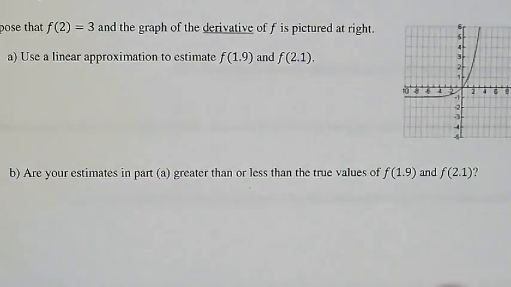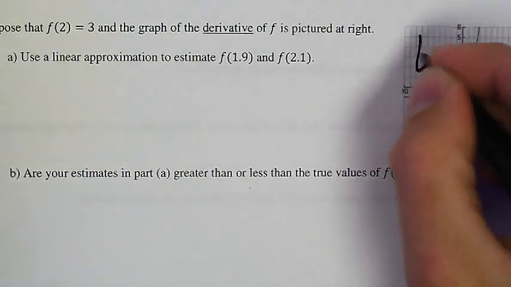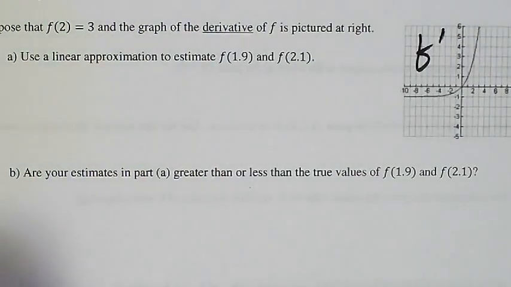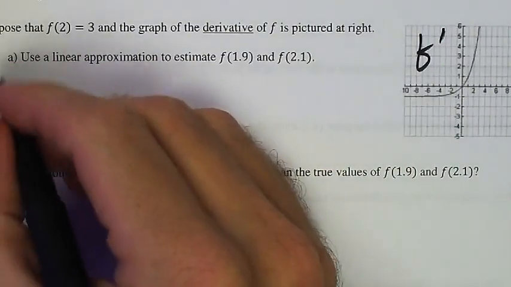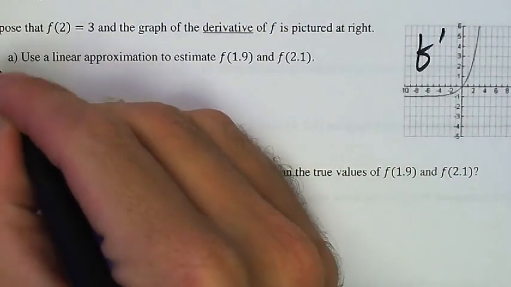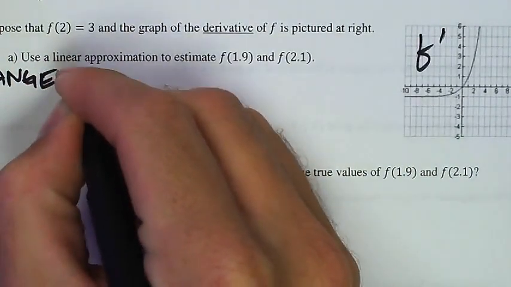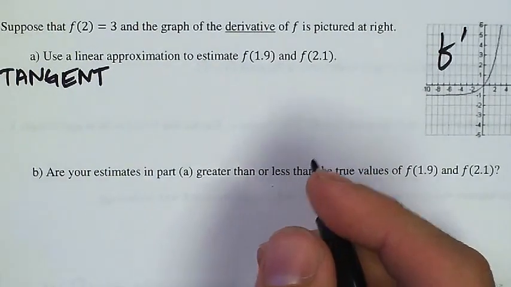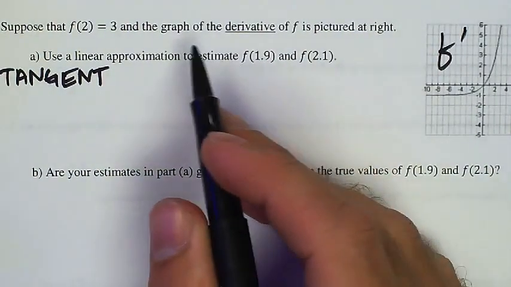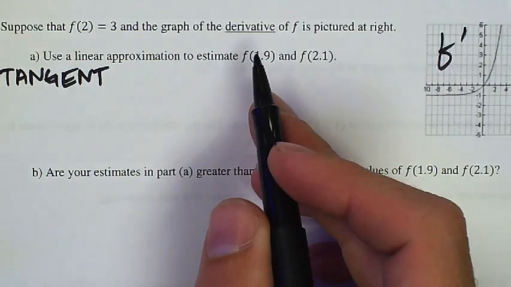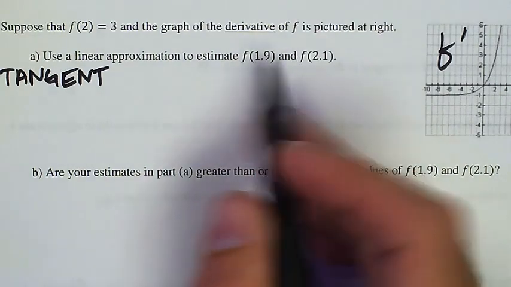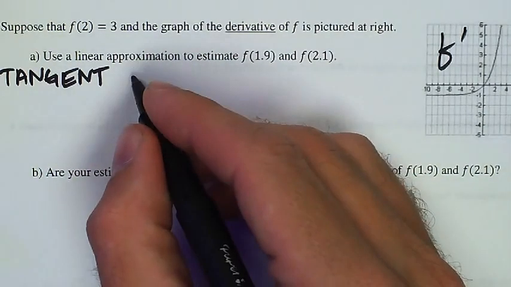Let's get to, here's some good regular ones. So f of 2 is 3, and the graph of the derivative of f is pictured at right. Okay, so this is f prime. All right, use a linear approximation, so I'm going to need a tangent line. Okay, so I'm going to center my approximation at x equals 2.